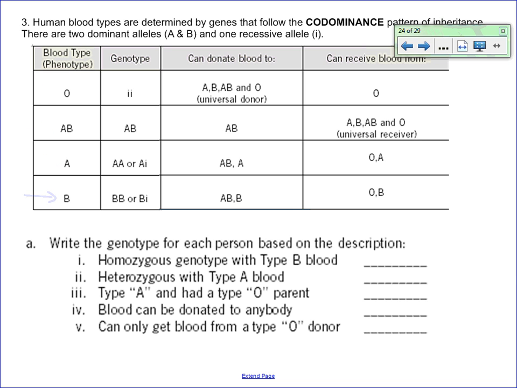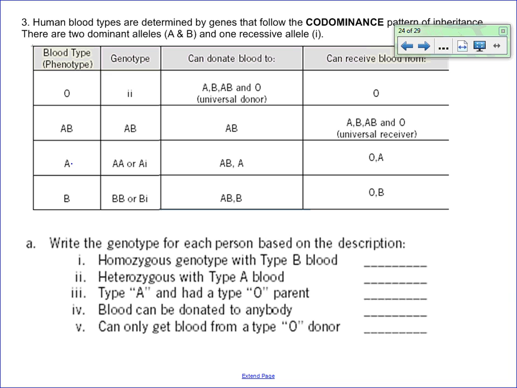So if you have type O blood, the only way to get type O blood is if neither of your alleles makes a protein. So you'd be ii. Now if you have type AB blood, that means that one of your alleles must be making A proteins, and one of your alleles must be making B proteins. So that means your genotype has to be AB.